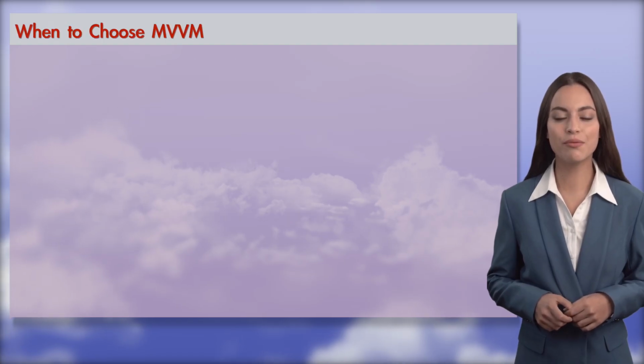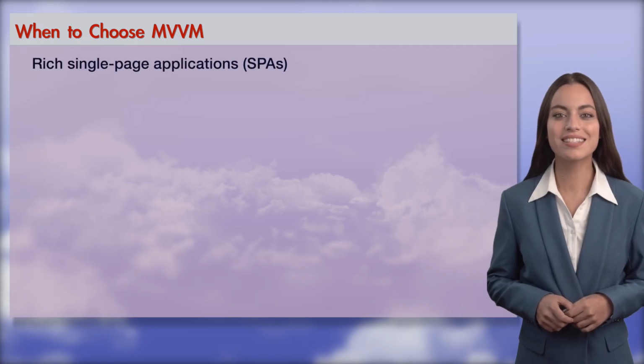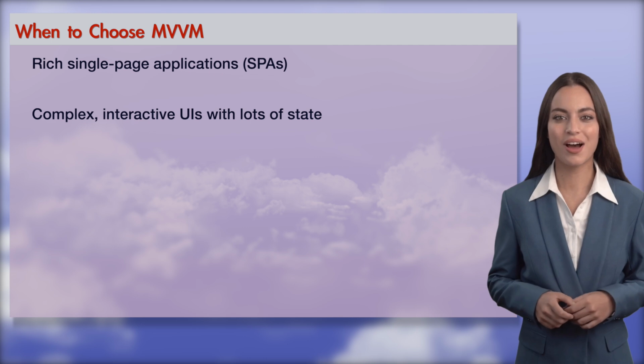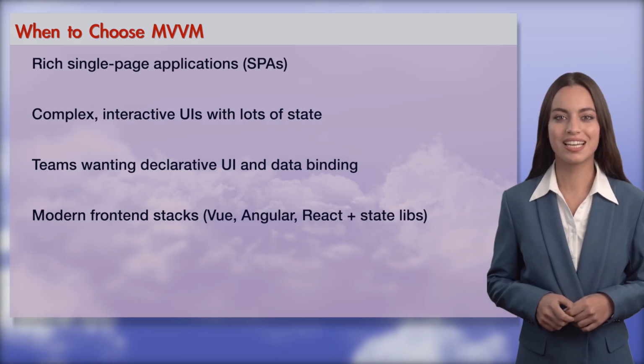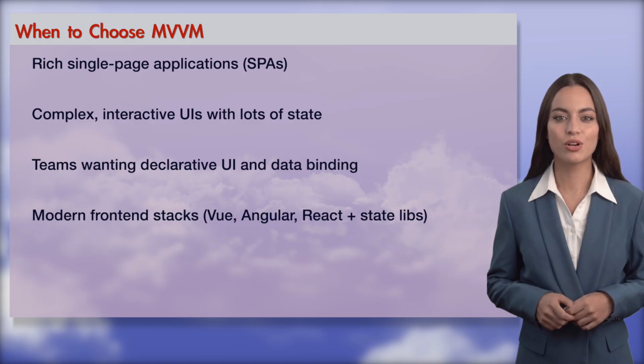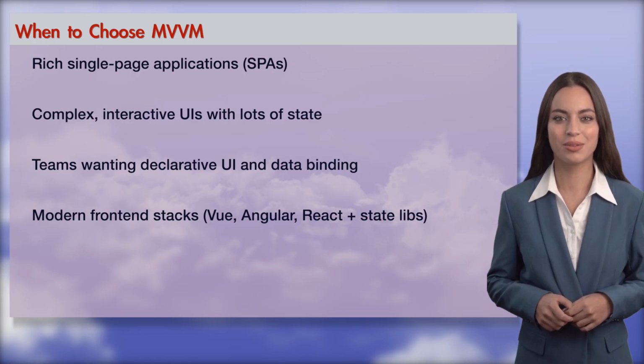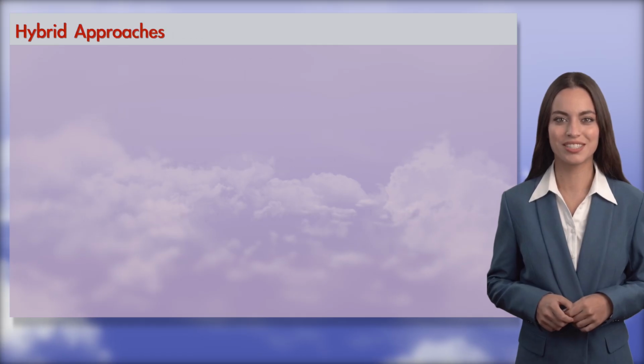When to choose MVVM? For rich single-page applications with heavy client-side interaction. When the UI has complex interdependent state that would become messy in pure MVC. When teams prefer declarative UI and automatic data binding. When using modern front-end stacks like Vue, Angular, or React with state management libraries. Hybrid approaches.